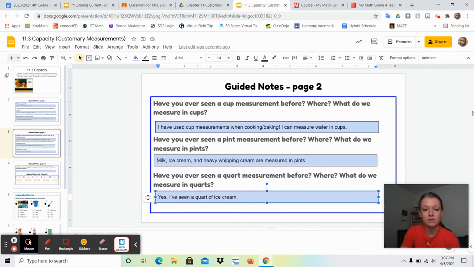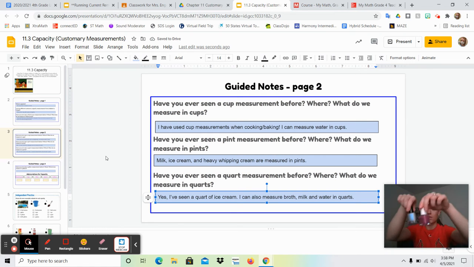So what else can I also measure? Broth, milk, and water. Water is measured in quarts, like every measurement. Fluid ounce, cup, pint, quart. This is much heavier.